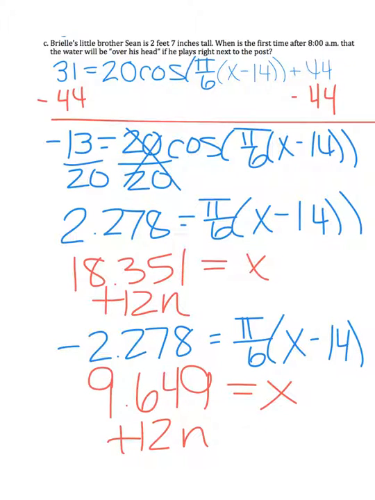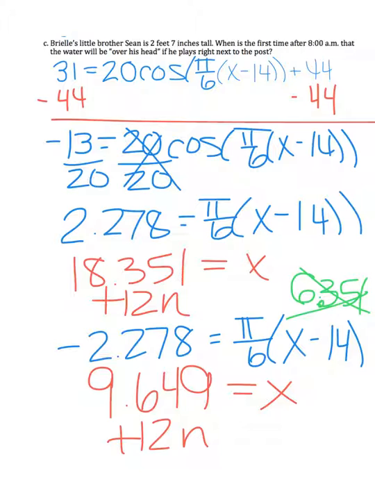All right, then the last thing we have to do is make sure we answer the question. It says, when is the first time after 8 a.m. that the water is going to be over his head? So this right here, 18 o'clock, is about 6 p.m. We can make this answer smaller by subtracting 12 from it. And if we did that, we would get another possibility of about 6.351. So that's earlier than our other answer, but it doesn't meet the criteria that it's after 8 a.m. because this is going to be sometime during 6 a.m. So this answer doesn't work.